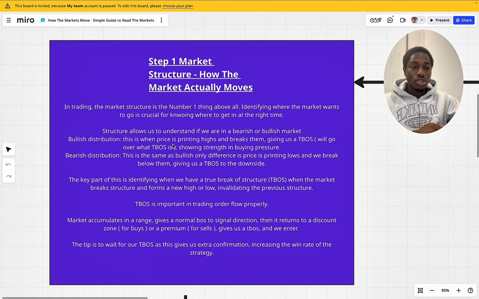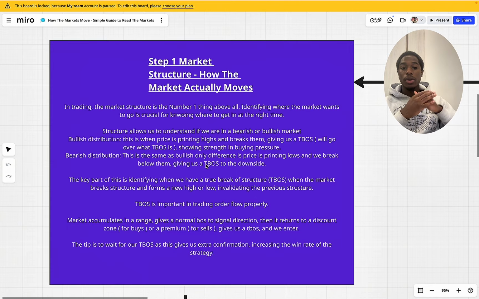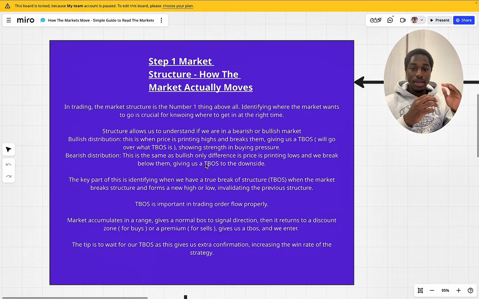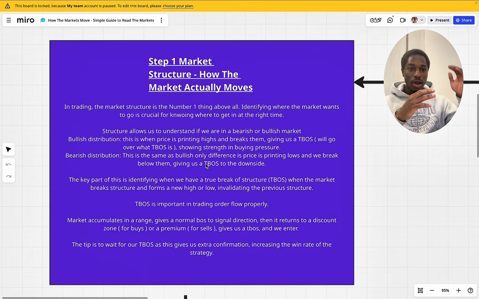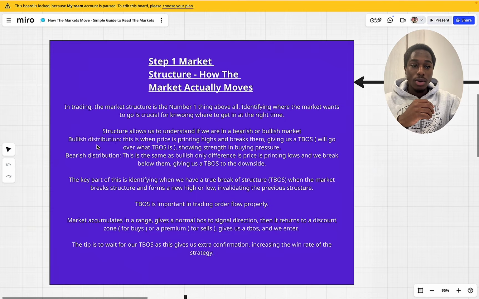In a bullish distribution, this is when price is printing highs, then breaks them, giving us true breakup structures, which I'll go over in a bit, showing strength and buying pressure. Essentially, we understand that there's a high being printed. We have high highs, high lows, high highs, high lows. When we see that trend being respected, and we can see our previous highs getting overcome and we print a new high, this is what allows us to understand that you have a bullish distribution and price wants to go higher.